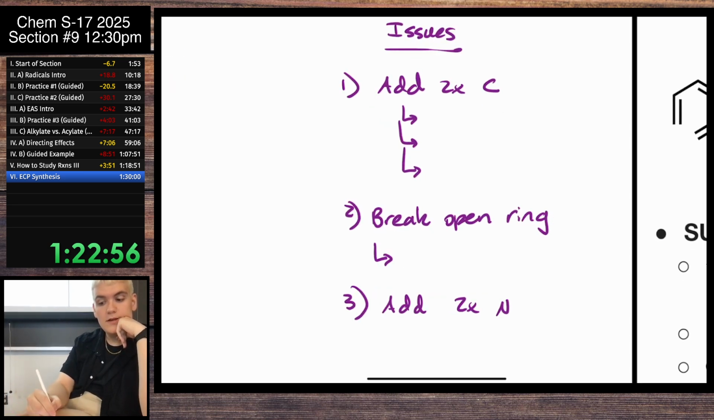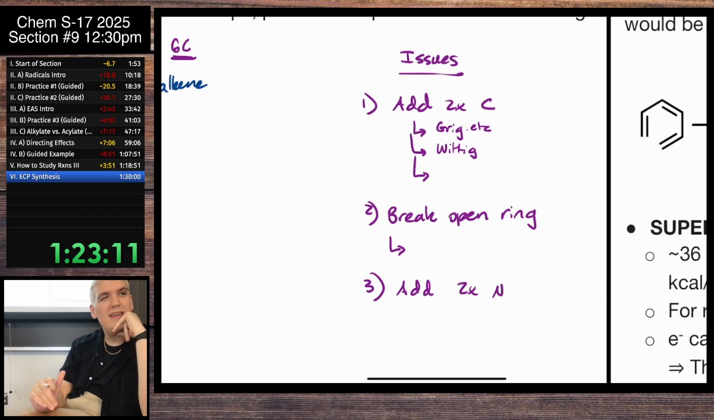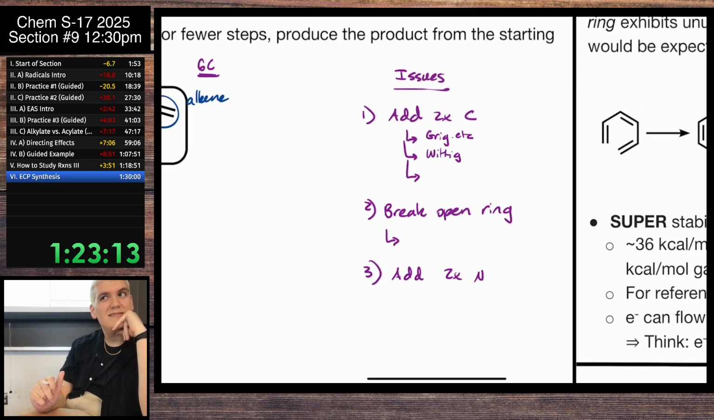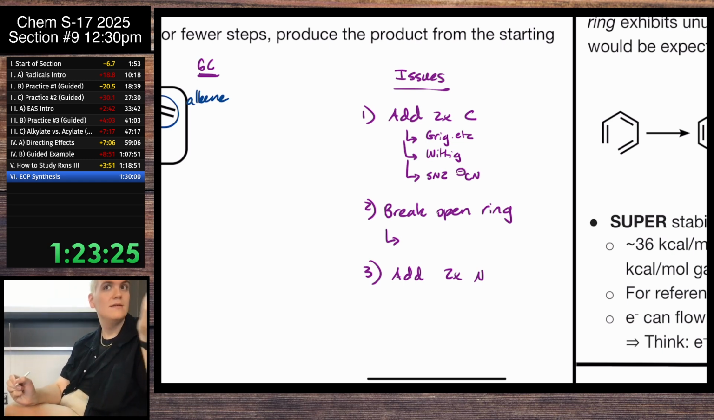Yeah, we could do Grignard, like organometallics. What's another way? The Wittig. That's a great way of making carbon-carbon bonds, and it makes a double bond already. And then what else? There aren't really many others. The one that's kind of sneaky, you could do an SN2 with cyanide, and that's a carbon nucleophile, right?